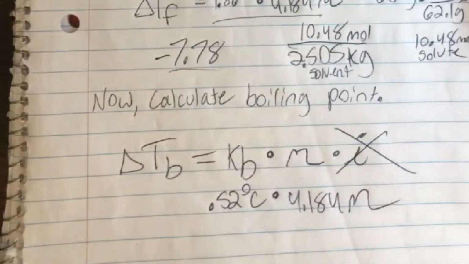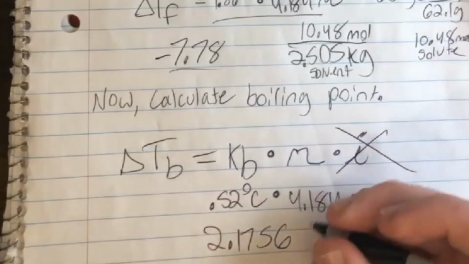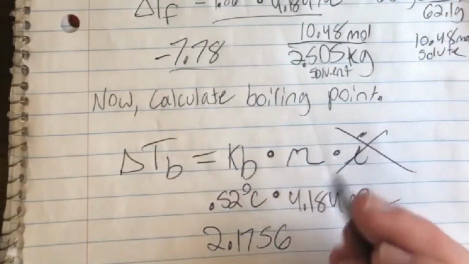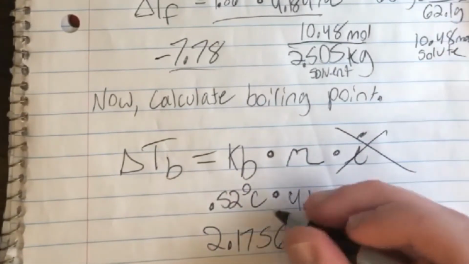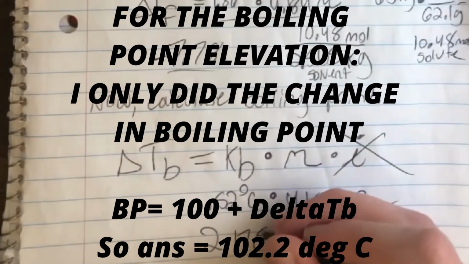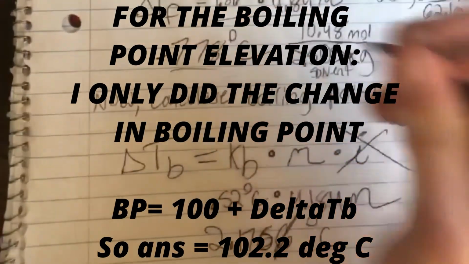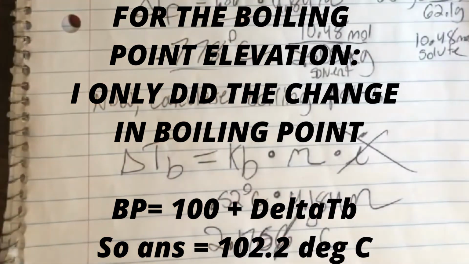So let's multiply these up. And that will equal 2.1756, and we'll just knock it down for sig fig's sake. Alright, and what is the units for this? Degrees Celsius. And that's going to be your boiling point elevation.